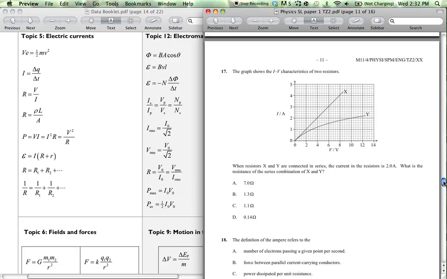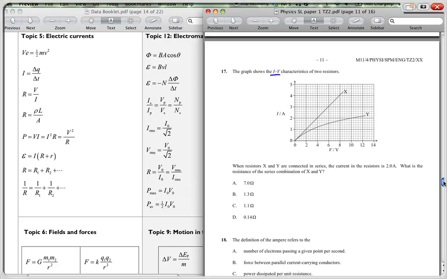Here we have the graph showing the IV characteristics of two resistors. When resistors X and Y are connected in series, the current in the resistors is 2 amps. What is the resistance of the series combination of X and Y?